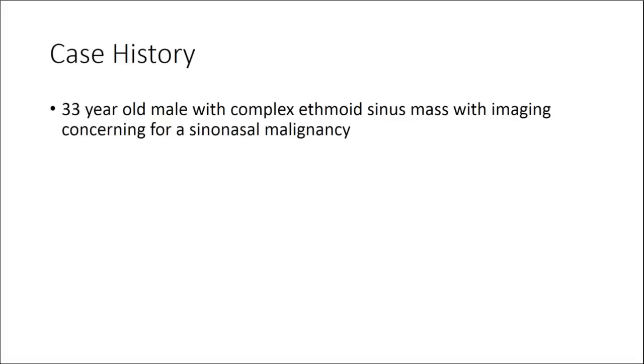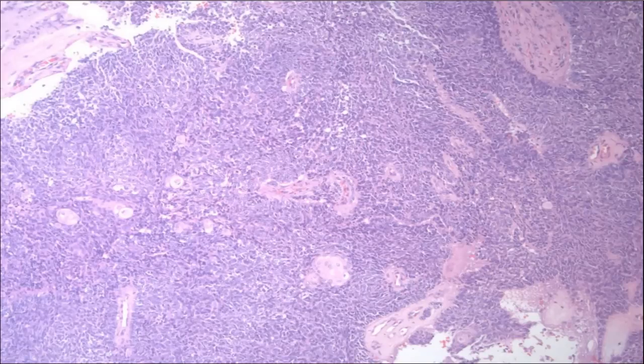So in terms of our next case, this is a younger male, 33 years old. He has a complex sinus mass concerning for malignancy. And in terms of the histology here, you can see it actually sort of resembles the first so many cases that we've seen, a very undifferentiated tumor. So we have nests of cells, and we have some features that we'll concentrate on a little bit more as we get a little bit higher power.